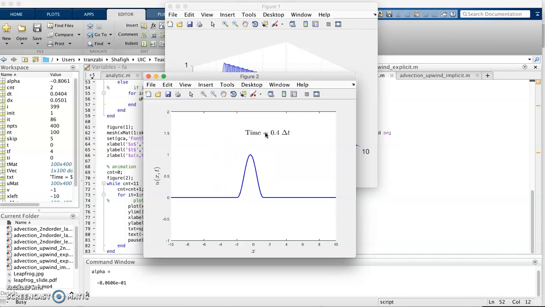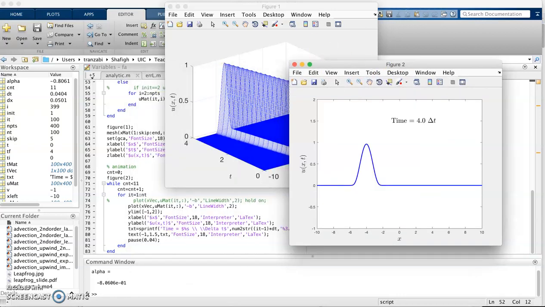Alright, so that was about the Upwind scheme for explicit discretization in space and time. In the next video, I'm going to show you how to do this for implicit discretization of the advection equation, and then we're going to see how we can use the Upwind scheme again.